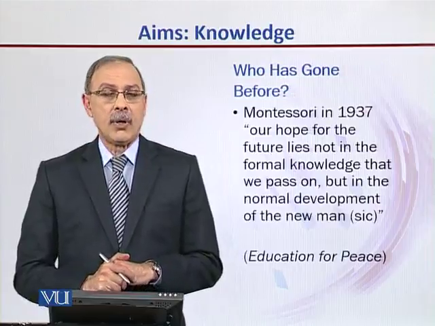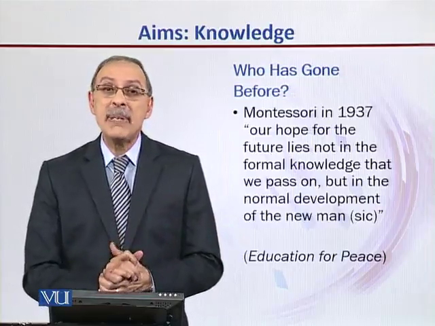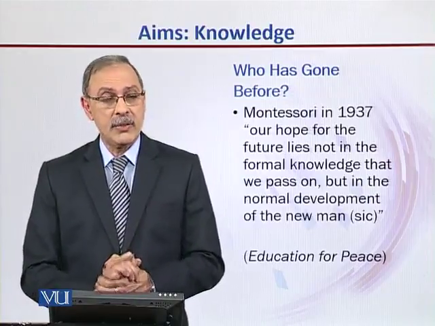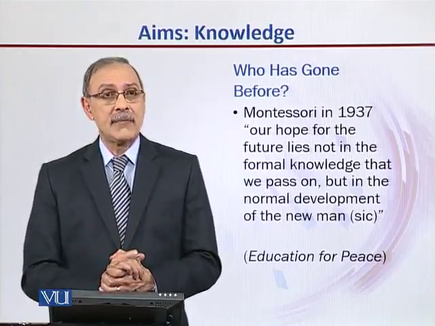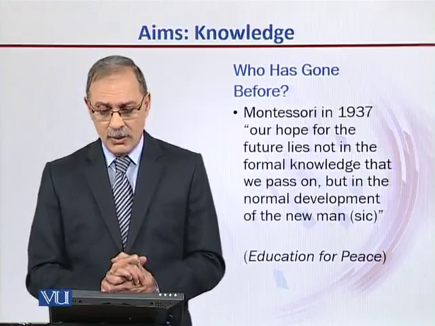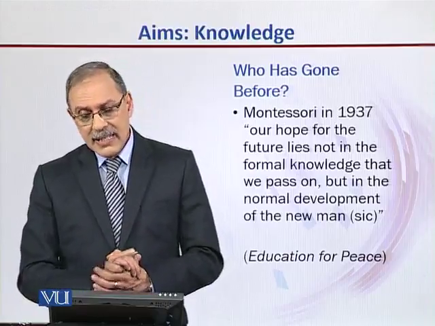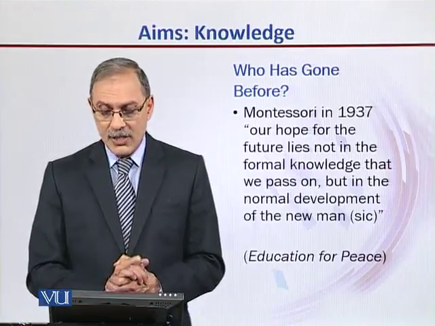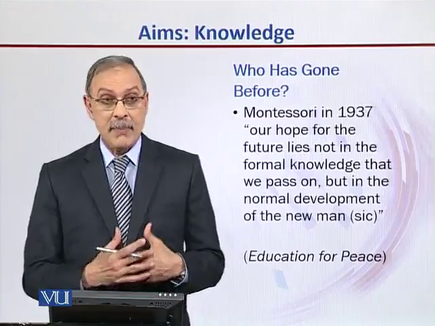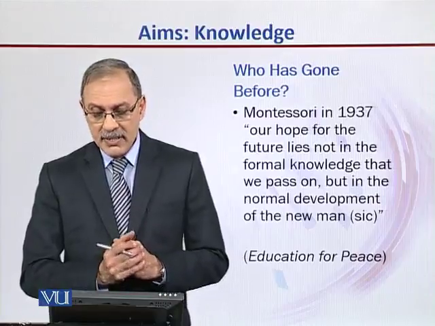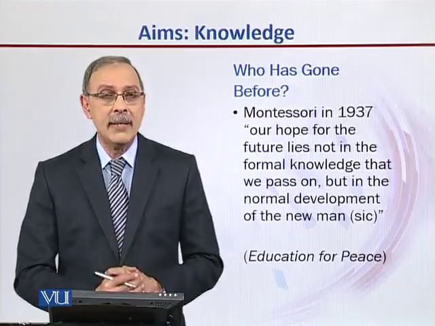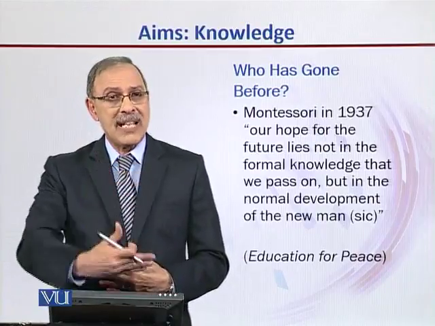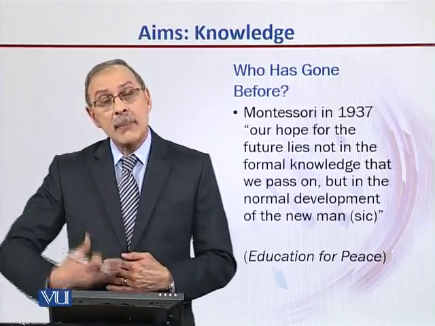Who has gone before? In other words, what have other people already done? Montessori, and this is Maria Montessori, the lady from Italy that gave the Montessori method of early preschool education, in 1937 had this to say: "Our hope for the future lies not in the formal knowledge that we pass on, but in the normal development of the new man." The important thing is to not pass information we have to the next generation, but to develop the new man.